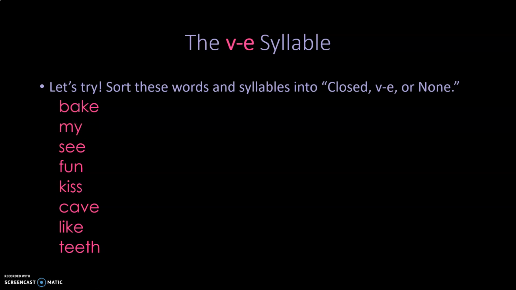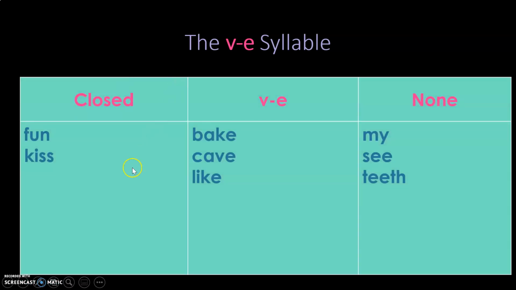Let's see how we did on our sort. Closed, fun, and kiss. So far, so good. Silent E, bake, cave, like, and the rest were under none.